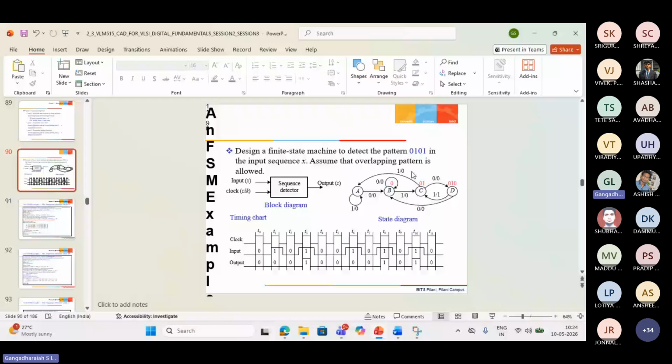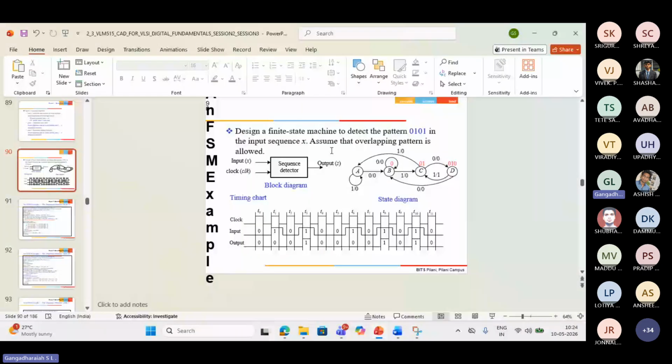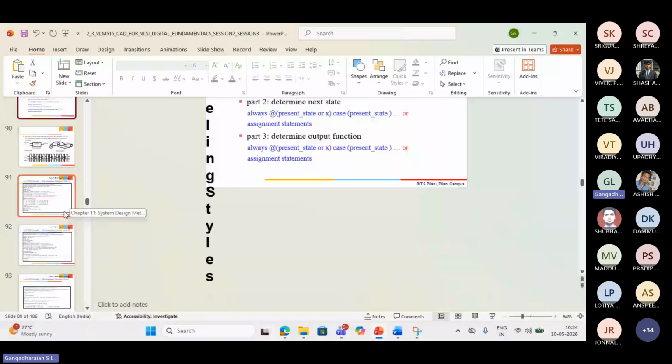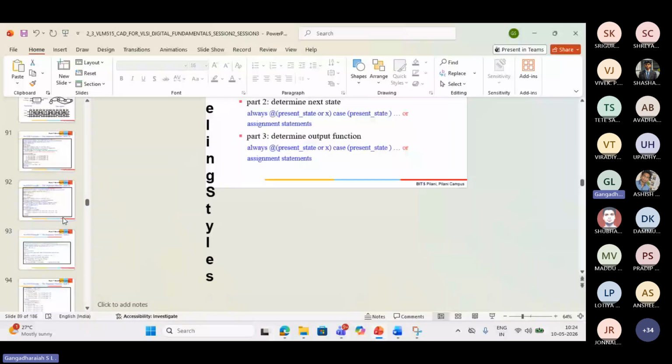One minute. I cannot sync both, that's the problem. There is some problem with my laptop. I'm trying to put it on Word so it would have become a bit clearer.